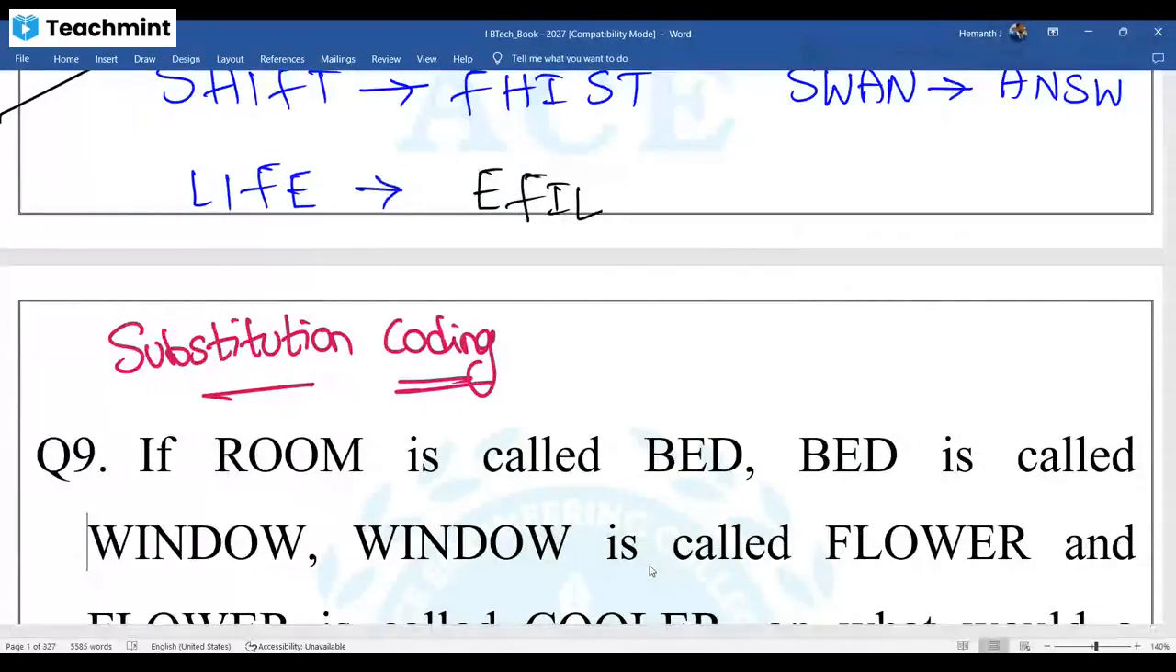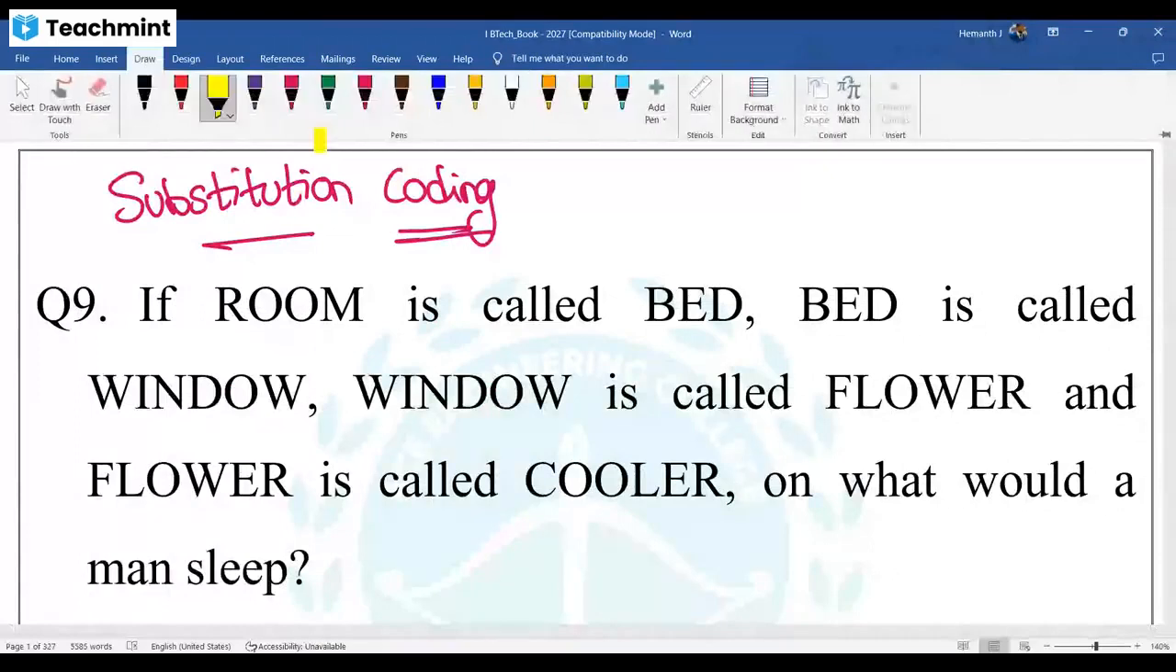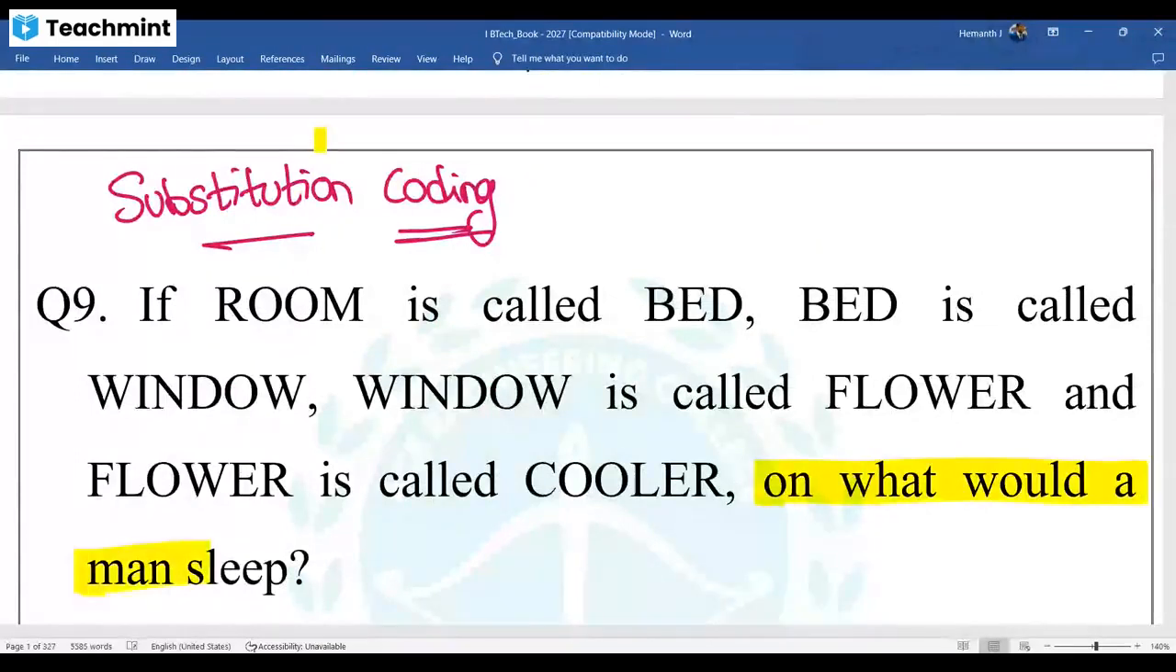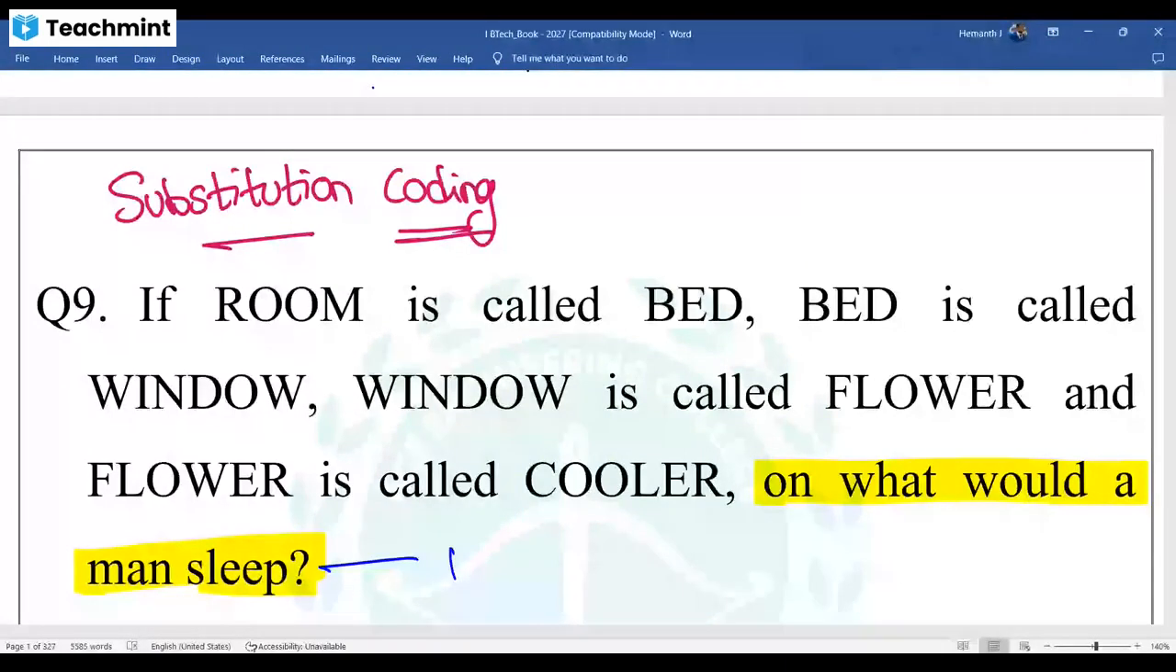Here, you have to read the last line. Don't read the entire question from the first onwards, it's a waste of time. Read the last line. What's the last line? On what would a man sleep? Related word in the question? Bed. See, a man may sleep on the floor also if required. But floor is not there in the question. Related word in the question on what would a man sleep is nothing but bed. Bed is called window. Answer is window. Don't extend.